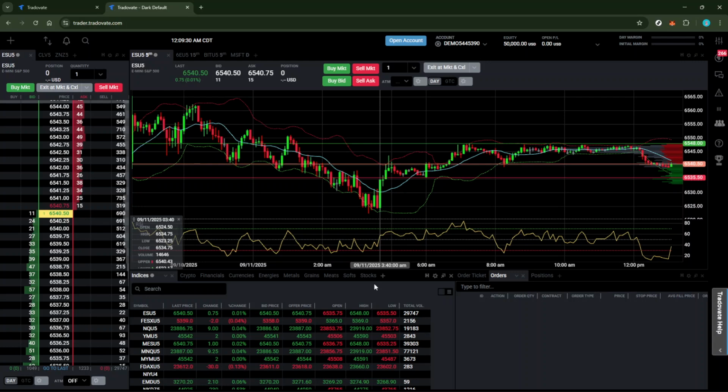And there you have it, an essential guide to setting up stop loss and take profit on Tradovate. Doing this right can protect your capital and help you trade with more confidence. Make sure you double check all your settings before executing any trades, and happy trading.